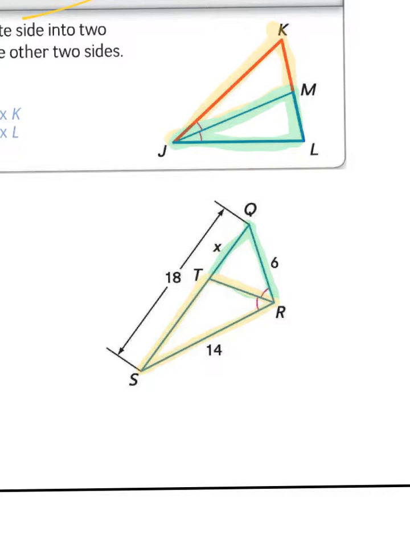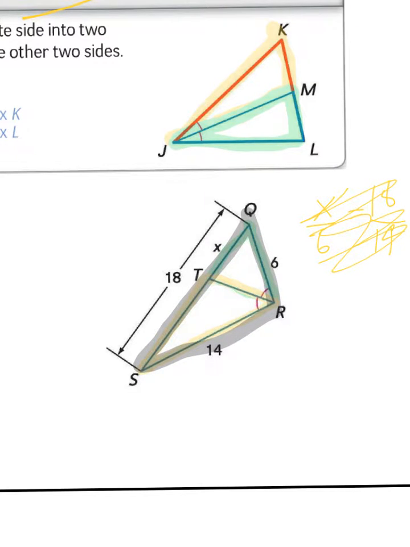You're tempted to set this up by maybe saying, oh, x over 6 equals 18 over 14. But I don't want you to do that, and here's why. 18, what's that from? That's for the big triangle. The triangle angle bisector theorem talks about the two smaller triangles. So don't use 18 because that's from the wrong triangle.